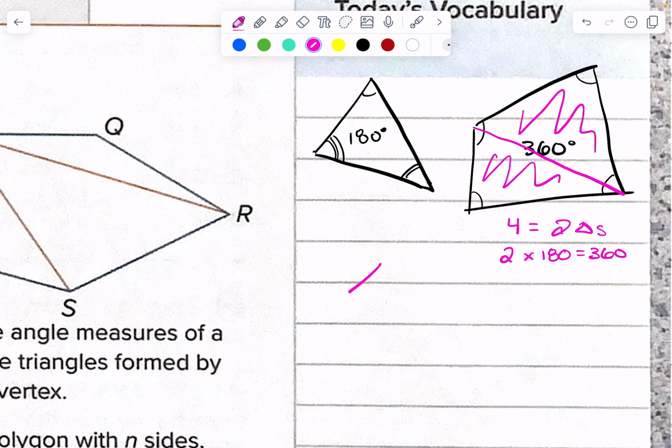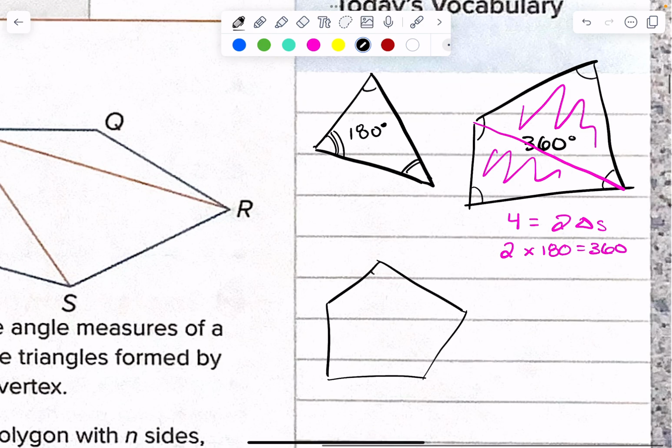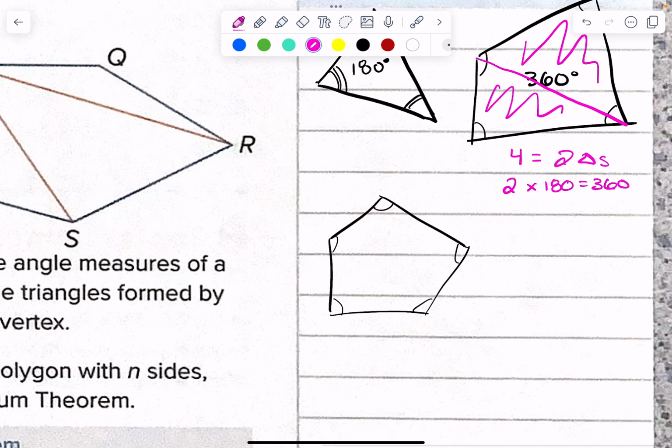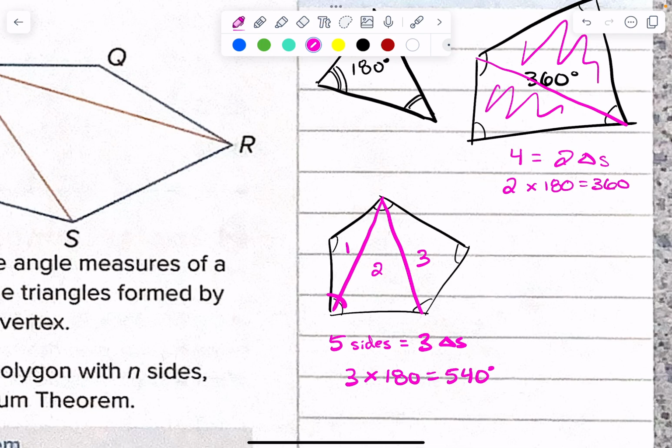Let's say I have a 5-sided figure, like a pentagon. It doesn't have to be a regular pentagon where all of the sides are equal. I just have 5 sides, 5 angles. If I add up all 5 of these angles, I can figure out how many degrees they add up to, because if I draw diagonals, I will have 1, 2, 3 triangles. So a 5-sided figure equals 3 triangles, and I would just take 3 times 180, because each one of those triangles is 180. That ends up being 540. So all of these angles added together would end up being 540, and so on and so forth.